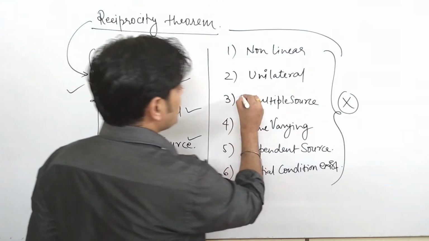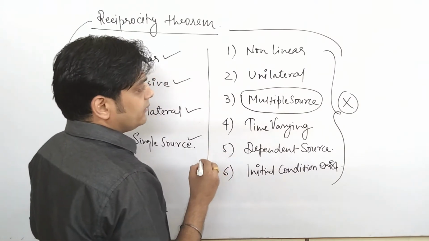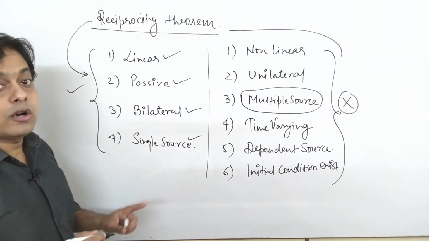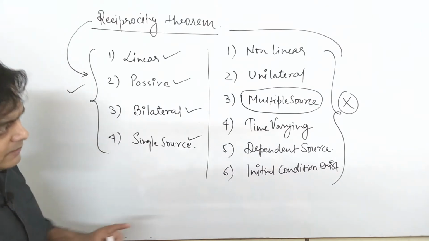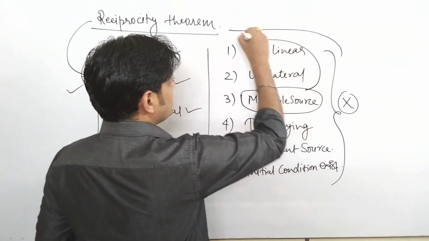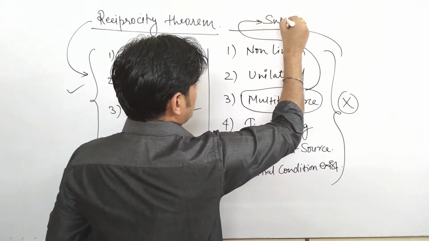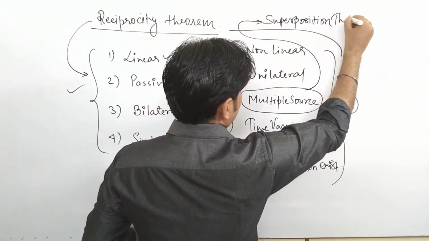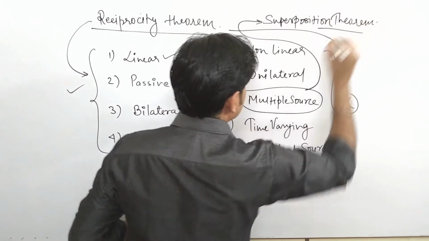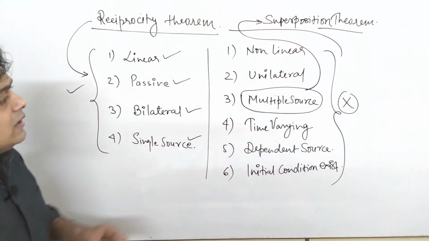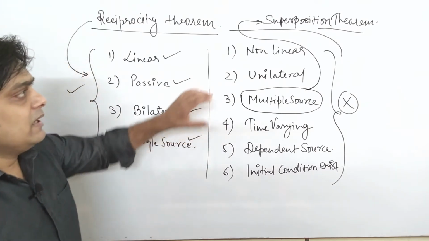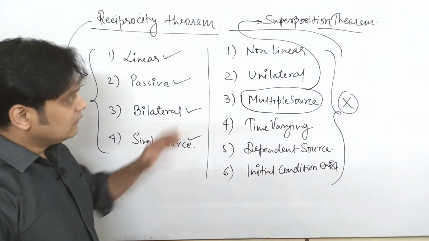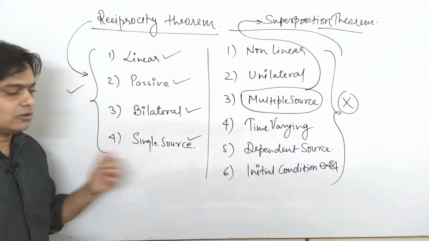Now the point is, if multiple sources are existing, then the reciprocity theorem is directly not applicable. But if multiple sources exist, by applying the concept of the superposition theorem, it is possible to solve, which we have already discussed in our previous videos. So by applying the superposition theorem, we can easily solve such type of problem. We'll see in our later videos how we'll solve those problems.